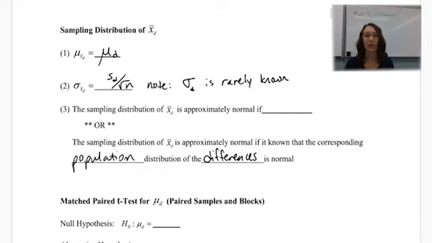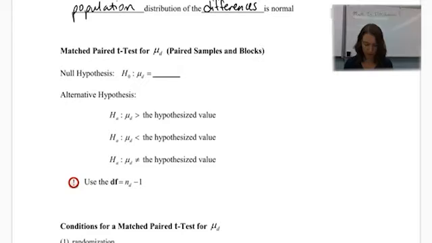We rarely know the true standard deviation, so we will most likely just use our sample value. And the sampling distribution of x bar sub D is approximately normal if n sub D is greater than or equal to 30. So we kind of saw this before. If our sample size is at least 30, we can say that it's approximately normal, or the sampling distribution of x bar sub D is approximately normal if it is known that the corresponding population distribution of the differences is normal.